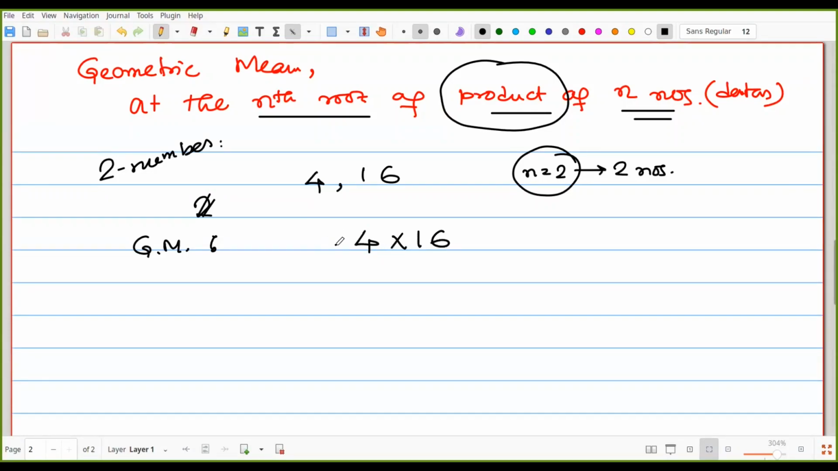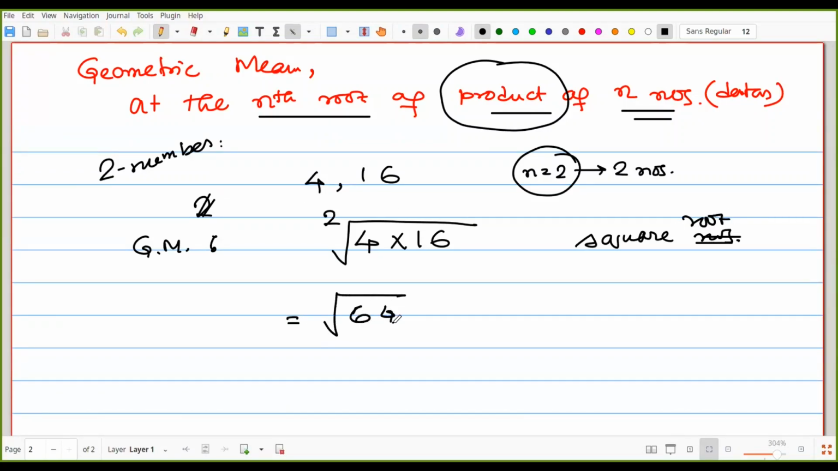Then, find out the nth root. Here, that should be the second root. That means that is practically the square root, because only two numbers are involved here. So that means square root of 64, or that is plus 8. At that moment, I am writing plus 8, not minus 8. As it was only two numbers, that's why plus 8.